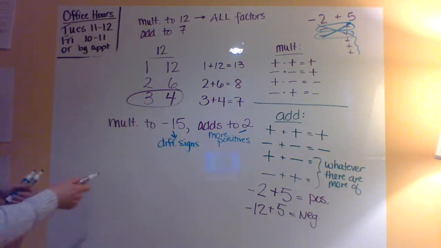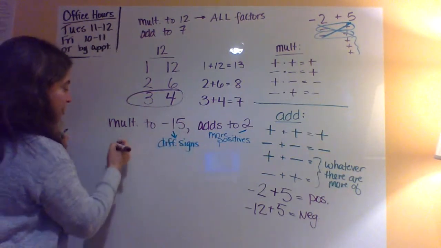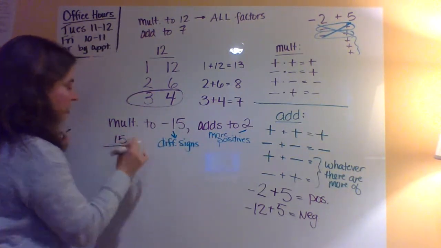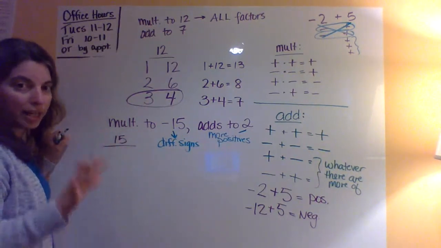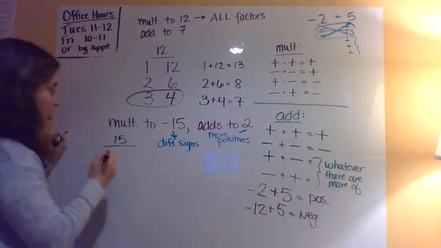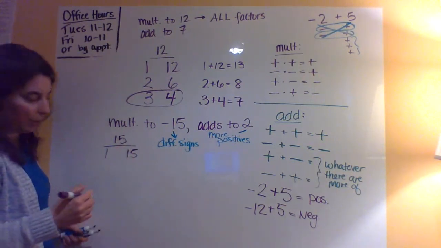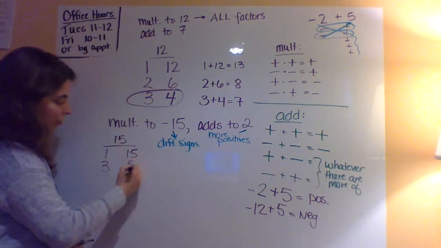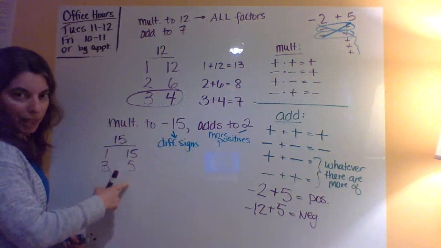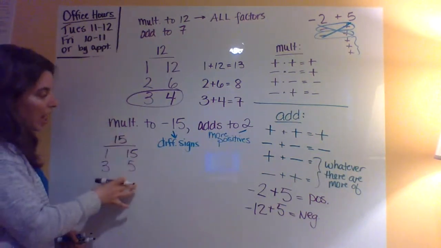Okay, so let's think about factors of -15. I usually start by just thinking about the positive. So forget about the negative for just a minute, we'll put that in later. So 15 could be 1 and 15. 2 can't go into it evenly. 3 and 5. 4 can't go into it evenly. I'm back to 5. So these are all of my options.